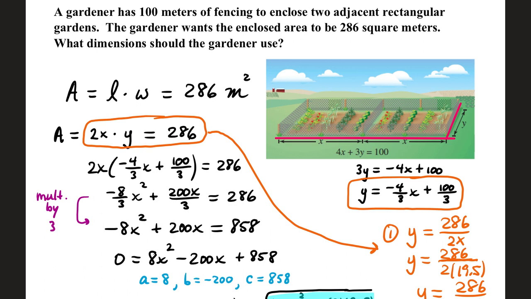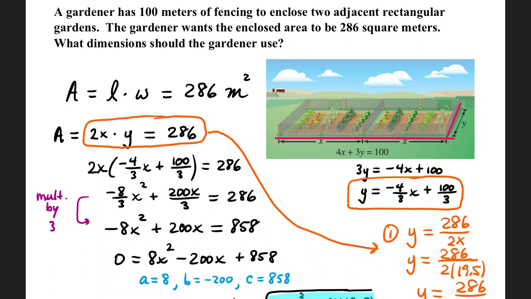This y we can replace with negative 4/3 x plus 100 over 3. I was telling you to save that. This boxed value, I'm going to replace y with the x side of it. 2x times the substitute for y, that's negative 8/3 x squared plus 200/3 x equals 286.